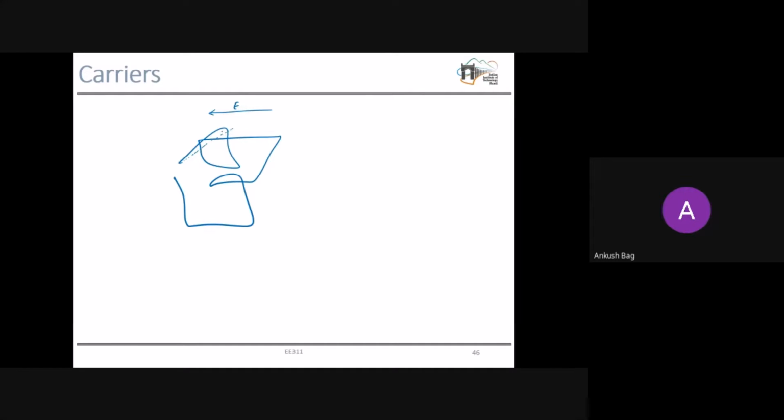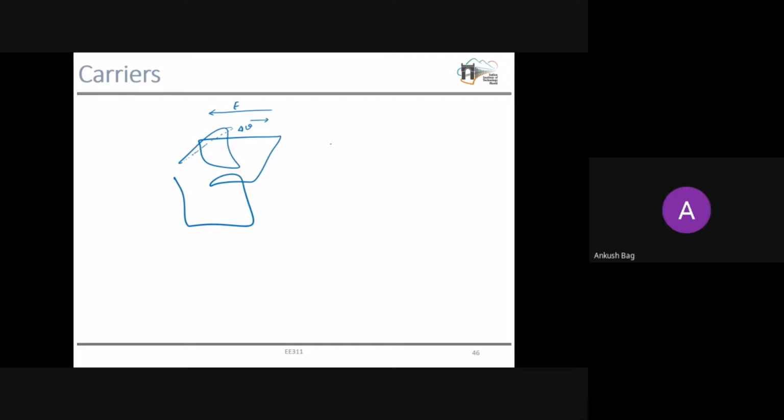So your electrons, with this random thermal motion, will move towards this due to the applied electric field. This dotted line represents the movement of your electrons after applying the electric field. Let's say it will have some velocity, del V, after application of your electric field.